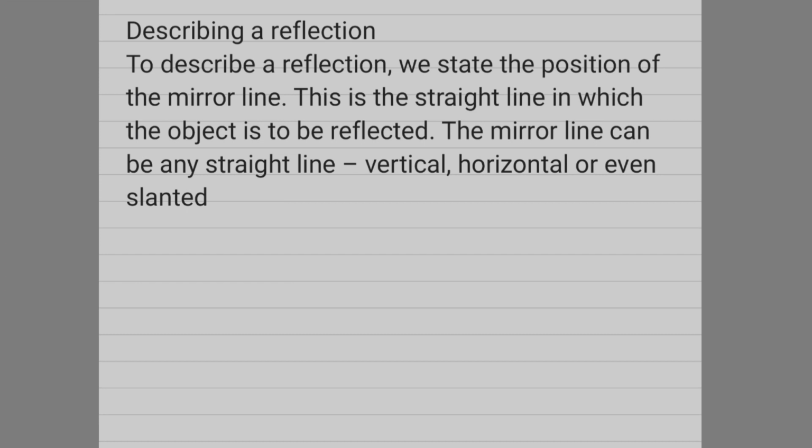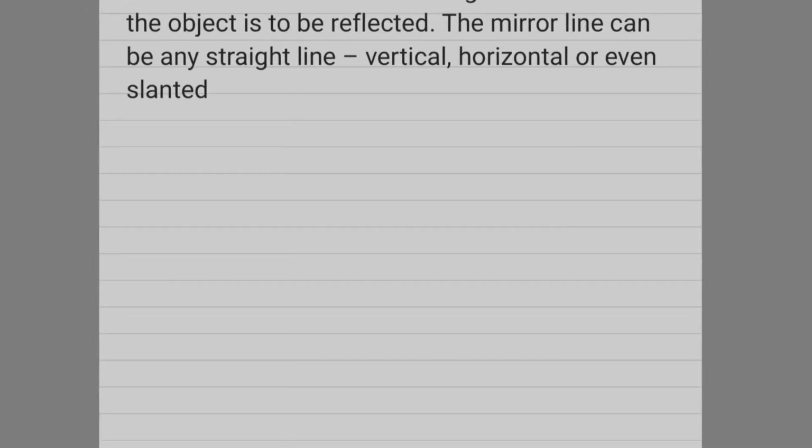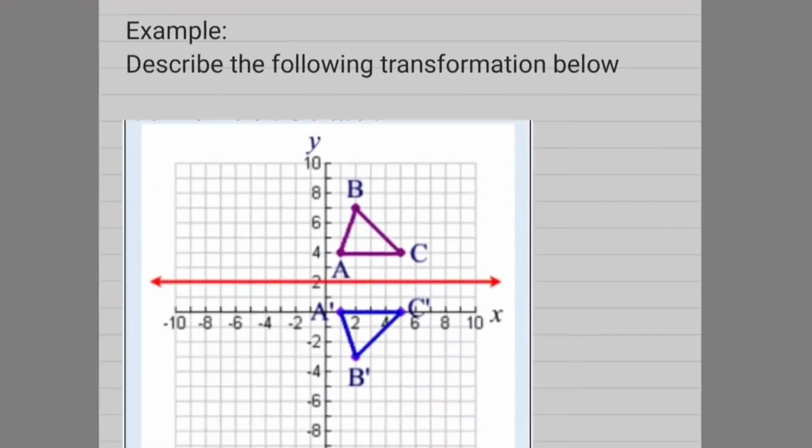The mirror line is a straight line. It always has to be a straight line. This line can be vertical, horizontal, or even slanted. So if you know how to complete the equation of a straight line, this would be very simple. Let's look at an example. The instruction says describe the following transformation below. We know we're looking at reflection, so that would be simple.